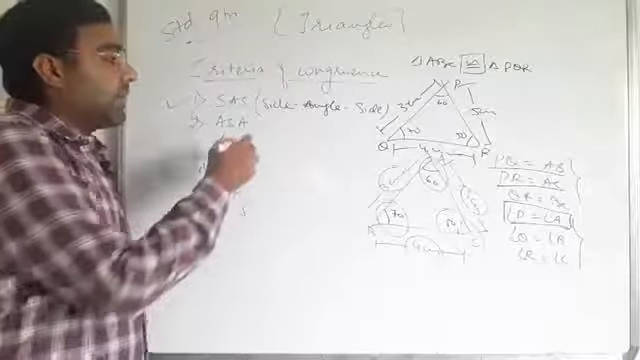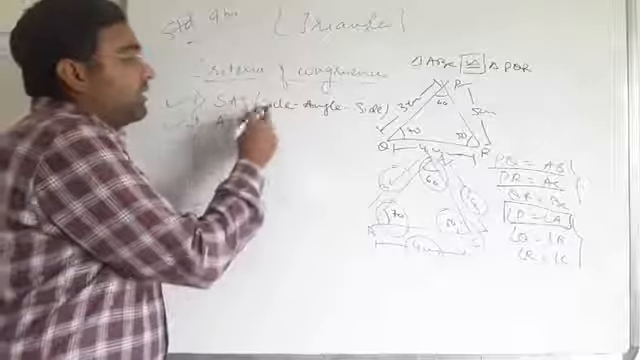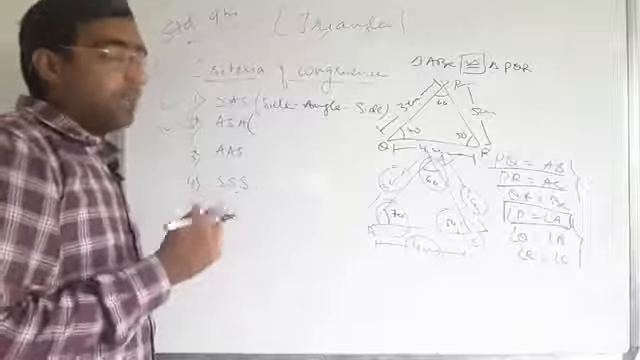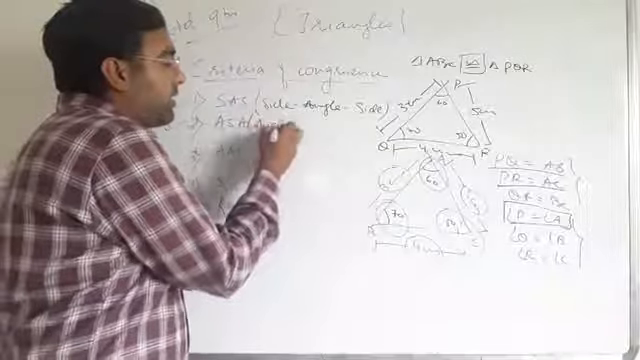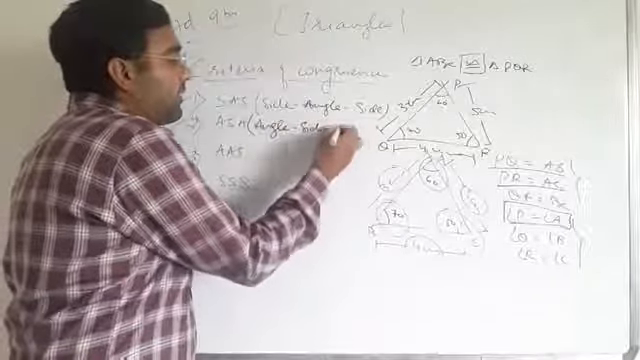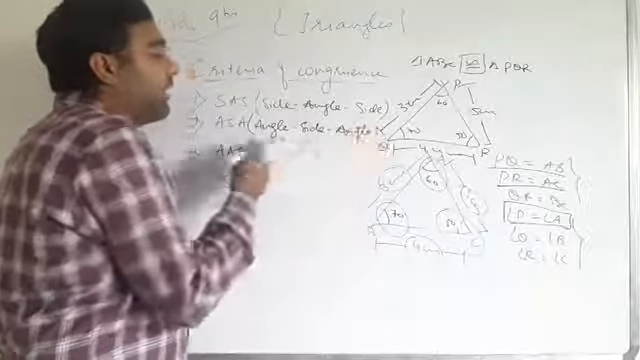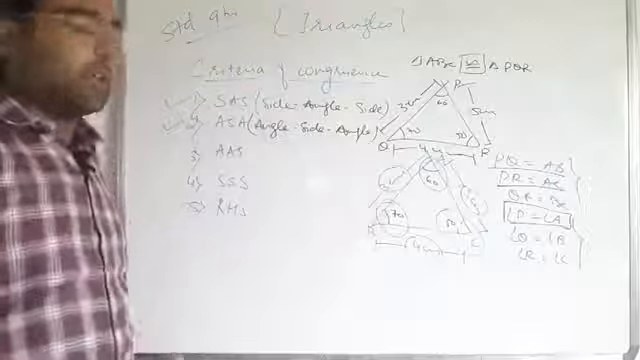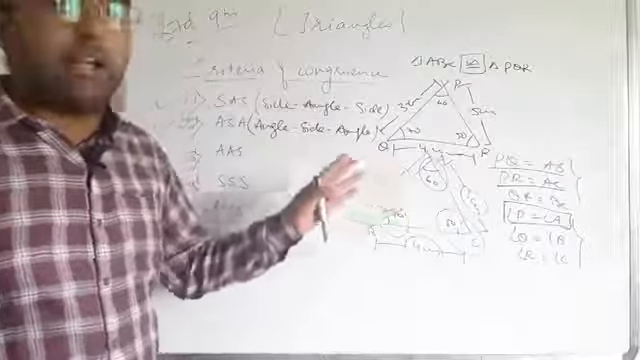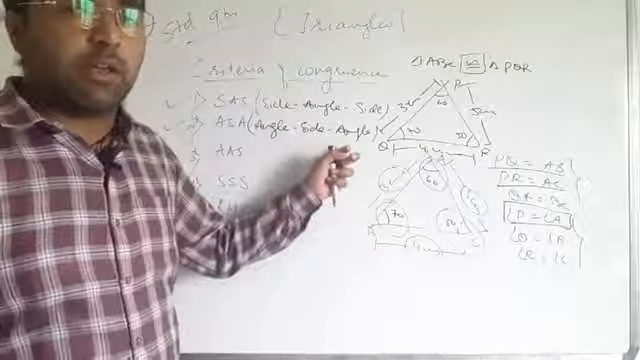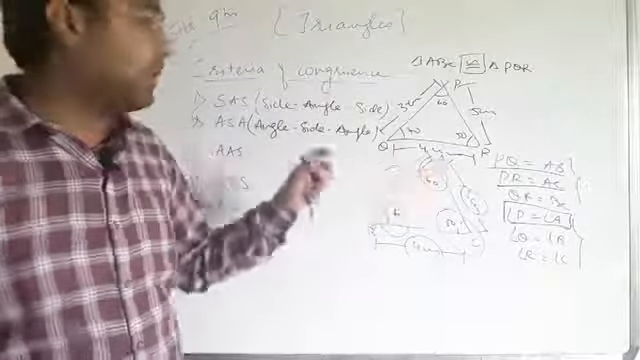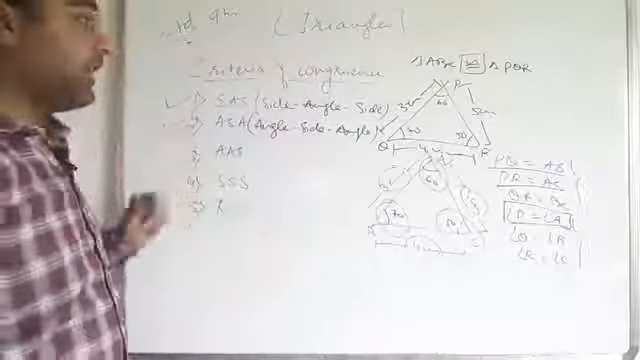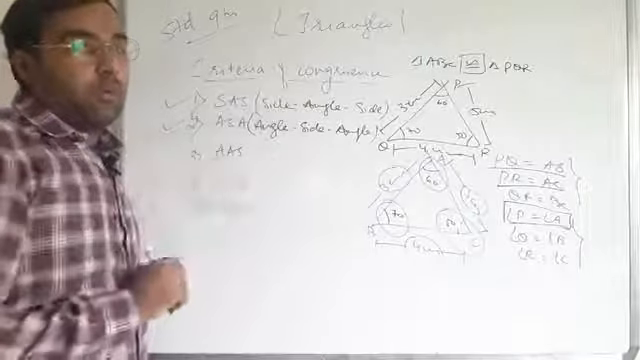Second, if this criteria is not satisfied, then we check another criteria, that is angle side angle. There are two angles and one side of the triangle. If two angles of the triangle and the side between them are equal, then we also say that both triangles are congruent.